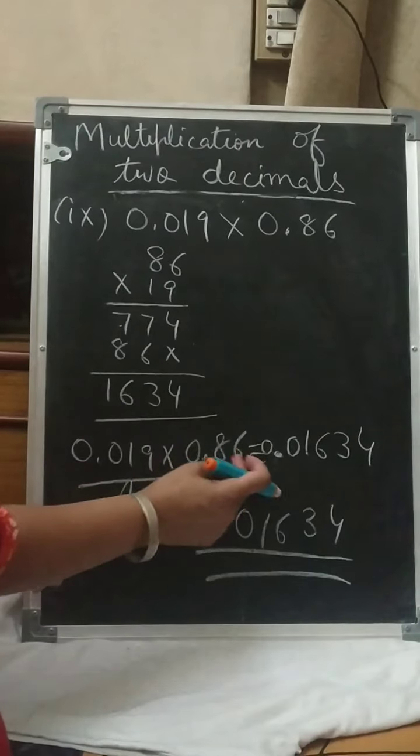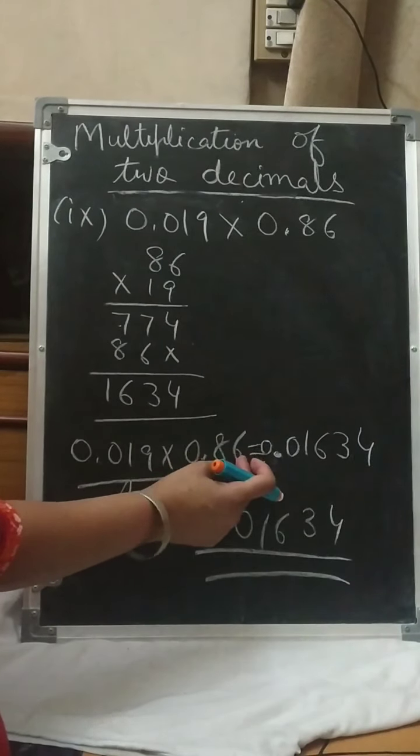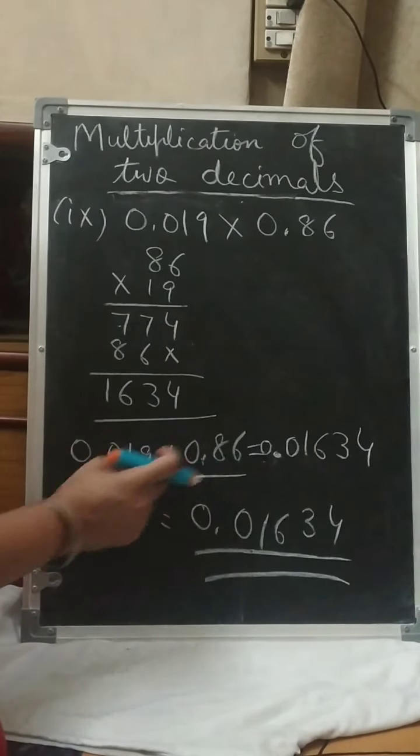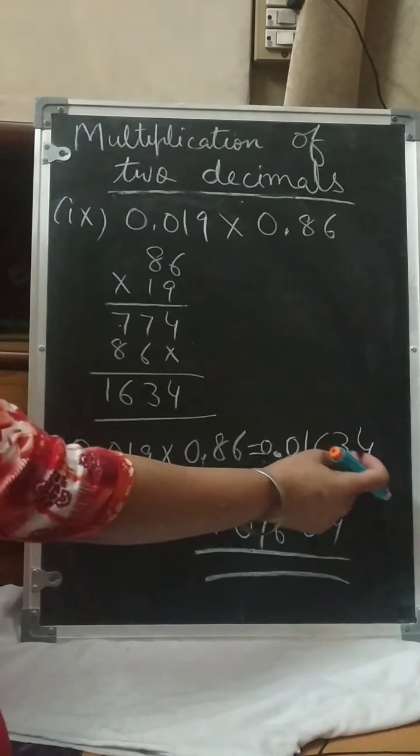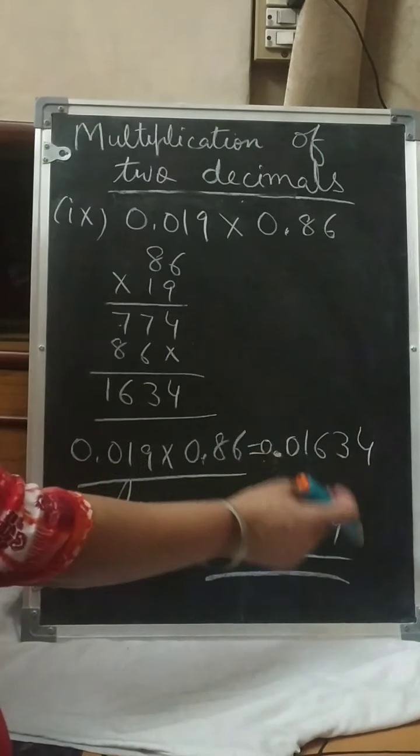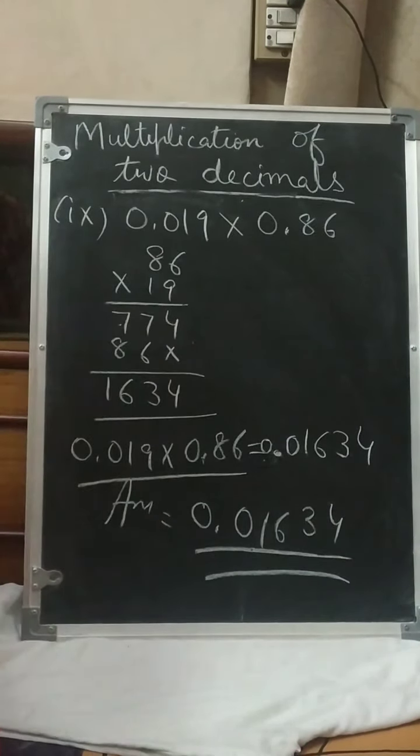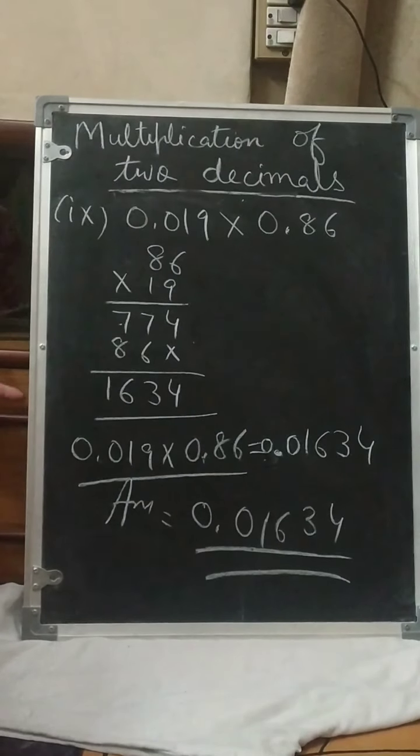You will count the number of digits in both the numbers and after that many digits you will put the point in the answer. In this way you will complete the other parts of this question yourself.